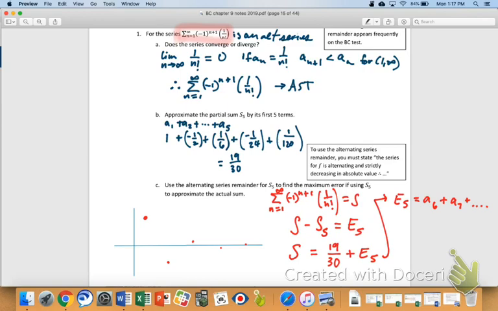Okay? So knowing that, let's think this through. A5 was positive, so this will be a negative, this will be a positive, et cetera, right? So if that pattern continues, what could be our biggest error? How bad could this be? E5 is going to be negative.